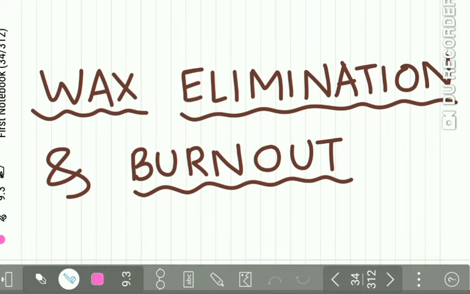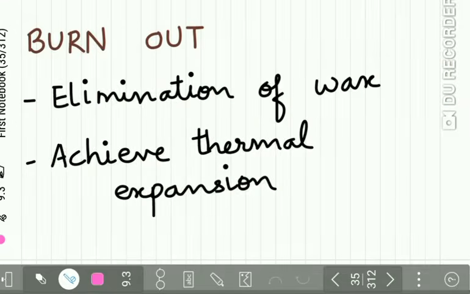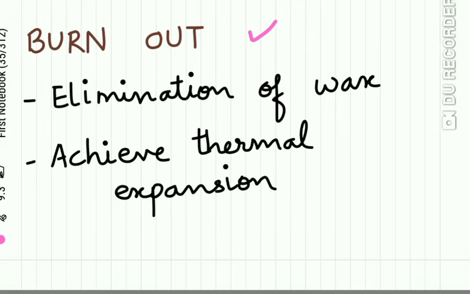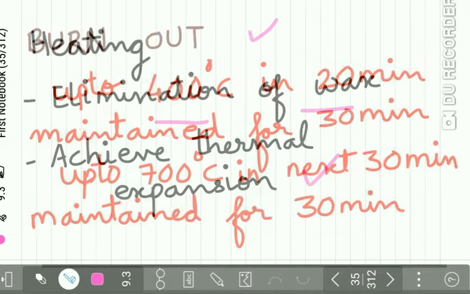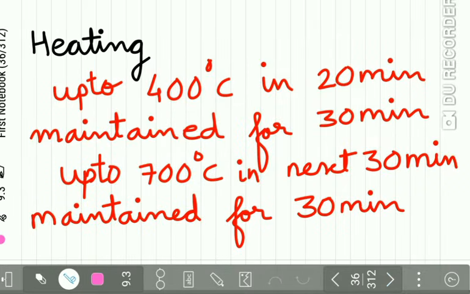The next step is wax elimination and burnout. Now, in the process of burnout, there is total elimination of the wax from the mold and thermal expansion is achieved. The burnout should be done when the mold is still wet.